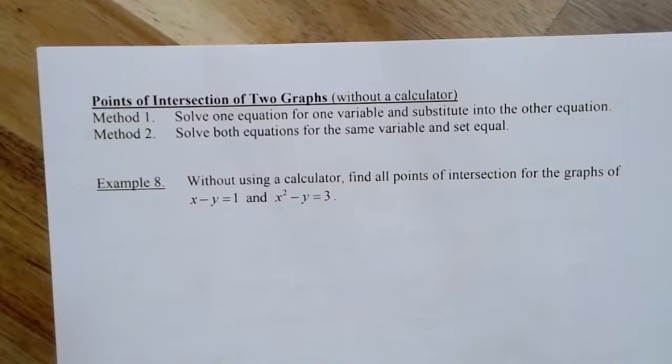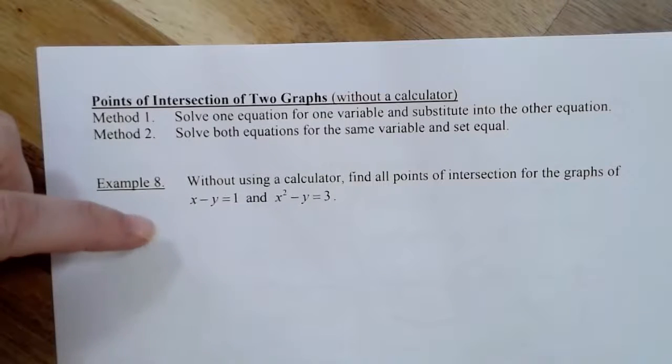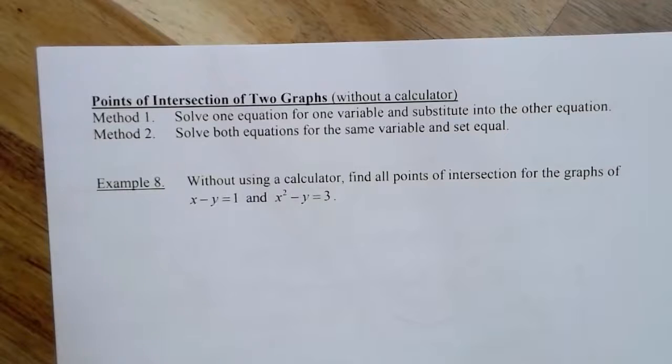Last thing that we're going to look at is points of intersection, and this time we're going to do it without a calculator. A couple of videos ago I showed you how to do intersections in a calculator. We also need to do this algebraically. So I have these two equations, x minus y equals 1, and then x squared minus y equals 3. You have a couple of different ways to do this. I'm going to use substitution. So I'm going to isolate a variable, and then I'm going to do substitution.